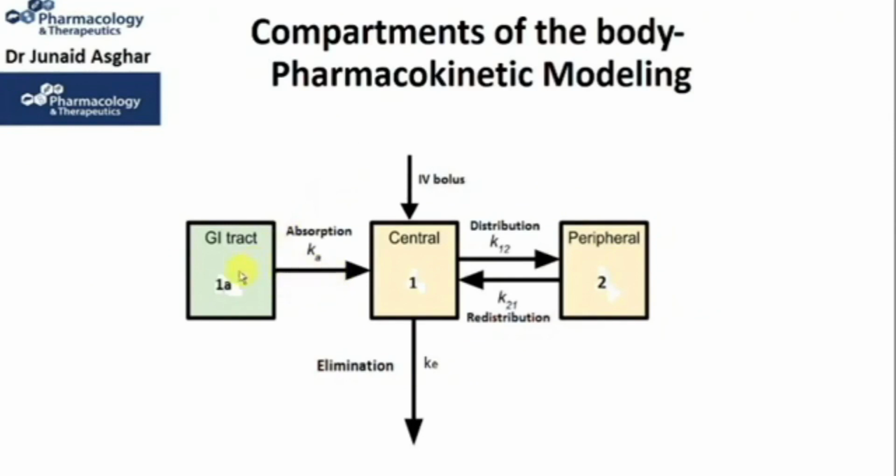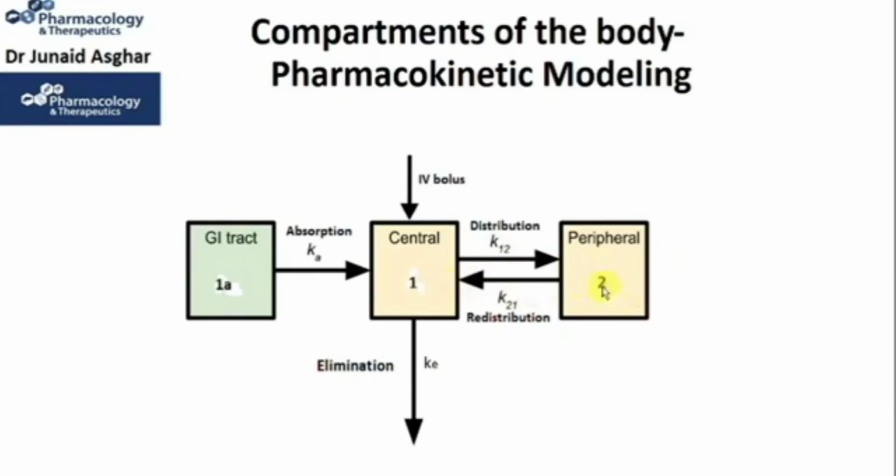For example, if the drug is taken by oral route, it will get absorbed from the GI tract into the central compartment or the bloodstream with an absorption rate constant Ka. From the central compartment or the bloodstream, it will be distributed into the peripheral compartment or the tissue compartment with a distribution rate constant K1 to 2. We call the central compartment compartment 1 and the peripheral compartment compartment 2. Therefore K1 to 2 and K2 to 1.